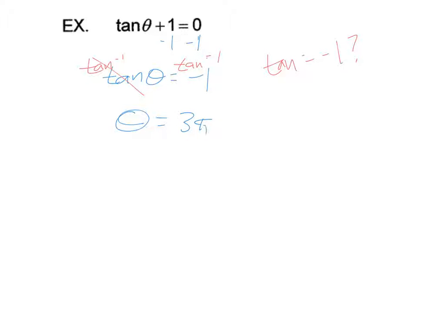Tangent theta plus 1 equals 0. So first let's get tangent theta by itself. Subtract 1 from both sides. Tangent theta equals negative 1. And then to get rid of the tangent, we do inverse tangent. And when you do inverse, you're saying where on the circle does the tangent equal negative 1? And that happens in 2 places. That happens at 3 pi over 4 and at 7 pi over 4. So those are our 2 solutions.